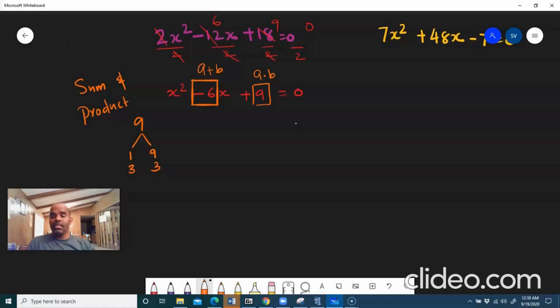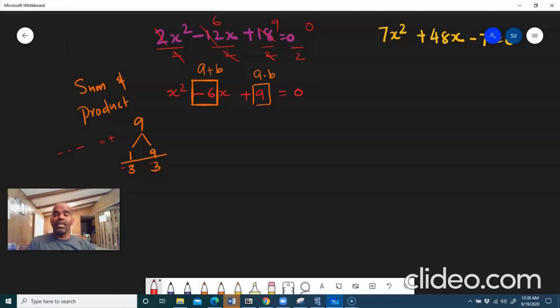From these two pairs, figure out which pair will satisfy our condition. 1 times 9 is positive 9, and 3 plus 3 is positive 6, but we need negative 6. Let me try with a different sign. So I'm choosing a negative sign here and here. Negative 3 plus negative 3 is negative 6, and negative 3 times negative 3 is positive 9, because negative times negative creates positive. So don't forget this rule. That is the set of numbers that satisfies this condition.